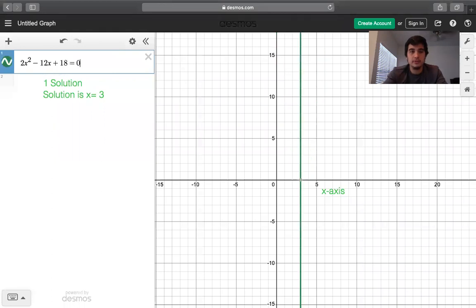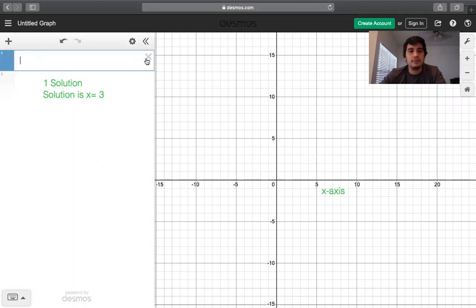Come here, put equals 0. It is at 3, so we did it right. It took me like 10 seconds to do. So that's what I'm hoping: this way should be a lot easier for y'all than the factoring way. And now let's go to my almost last example. I got 2 more.